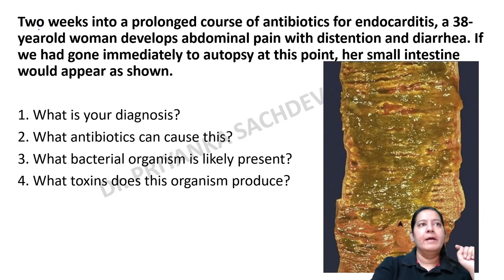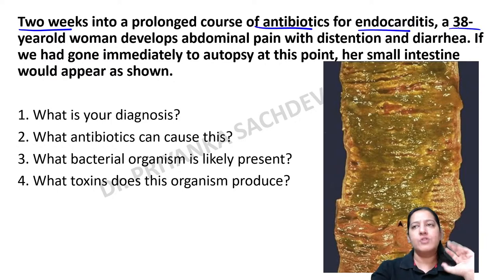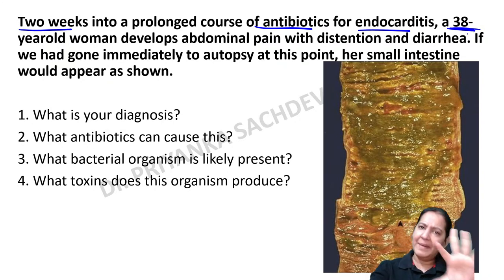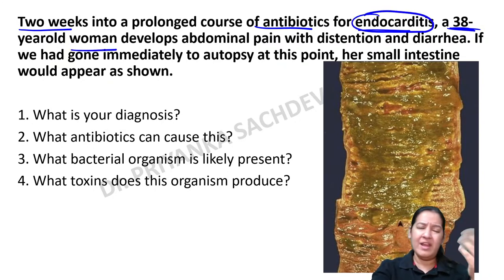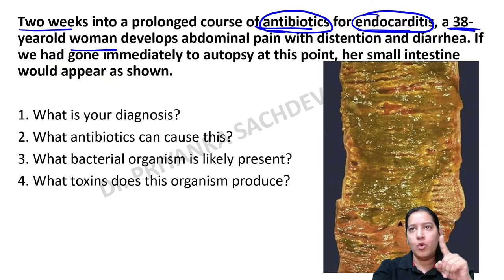Two weeks into a prolonged course of antibiotic for endocarditis. A 38-year-old woman is there. So imagine a middle-aged woman. She is having endocarditis. Oh my God, very unfortunate. She is coming to me and I offered a course of antibiotic. Endocarditis: itis means inflammation. Endocarditis is the infection in the heart. For infection in the heart, I am offering antibiotic because the patient is having infection by the bacteria.